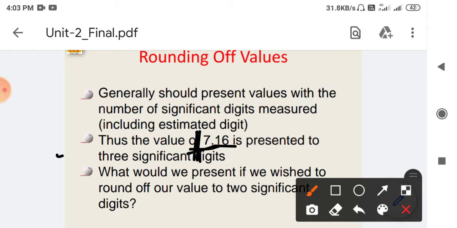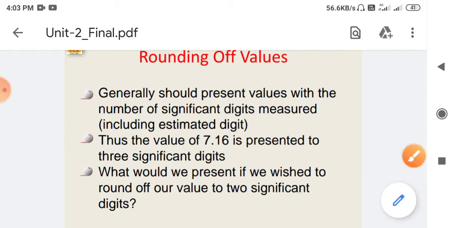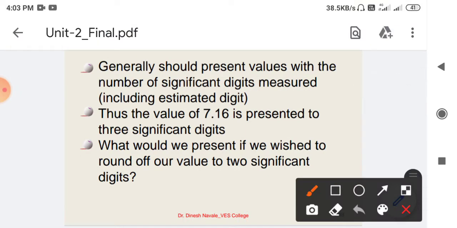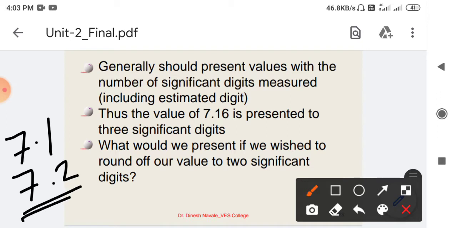We need to round off the expected result to the digit which can be measured on the given instrument. On the scale we can measure either 7.1 centimeter or 7.2 centimeter. So we have to convert this three significant digits into two significant digits. How will you convert that? We need to use certain conversion rules for converting this into two significant figures, and then we can measure the length of the leaf on a scale.